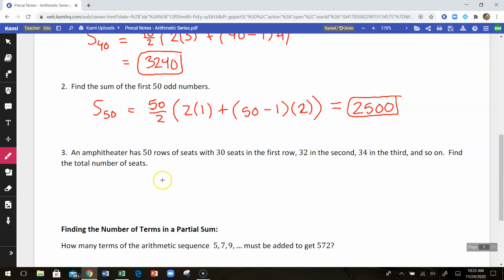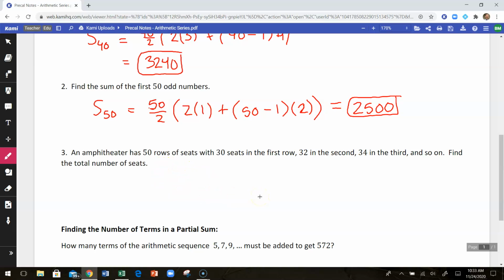Number 3, an amphitheater has 50 rows of seats. 30 seats in the first row, 32 in the second, 34 in the third, and so on. So I can follow that pattern knowing that it is arithmetic, that we are getting 2 more seats for each consecutive row. I want to find the total number of seats in this amphitheater.